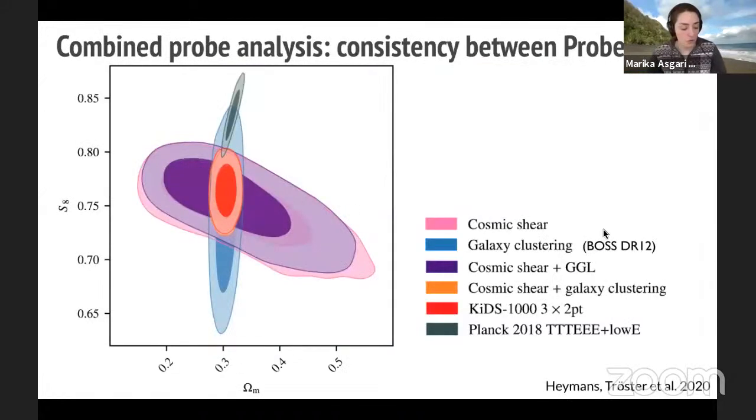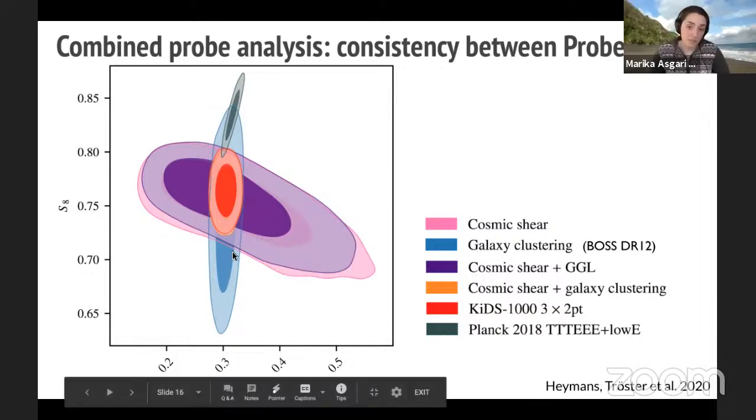Okay, now I'll show you the results when you combine cosmic shear, galaxy clustering, and galaxy-galaxy lensing. So again, we're looking at constraints for S8 and omega M. Cosmic shear contour is in pink. It's the banana contour. And then almost perpendicular to it, we have galaxy clustering. That's the blue contour.